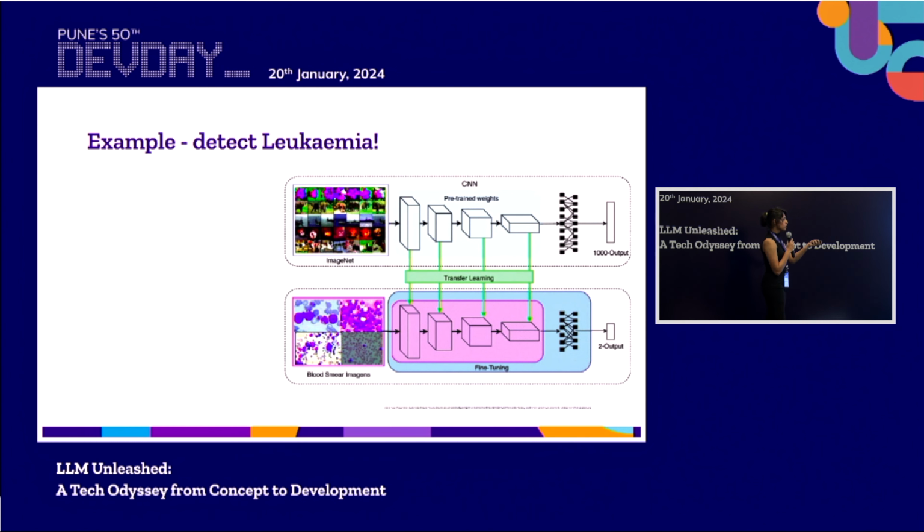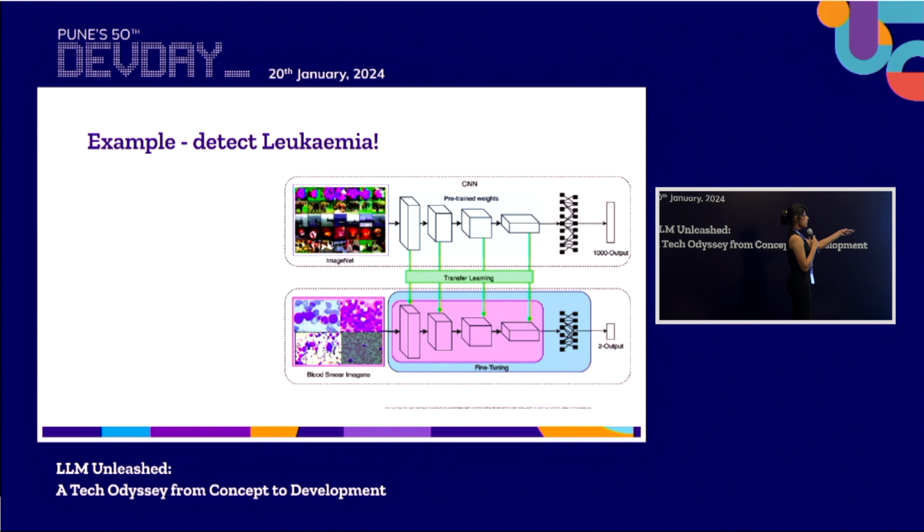If you want to use the same CNN to predict or detect leukemia, then what would you do? Now your input images are changed. Your input images are blood smears. Blood smears, by the way, you put a drop of blood on a glass slide, and then you slide that up, and that's a blood smear. That's a micro image of that.